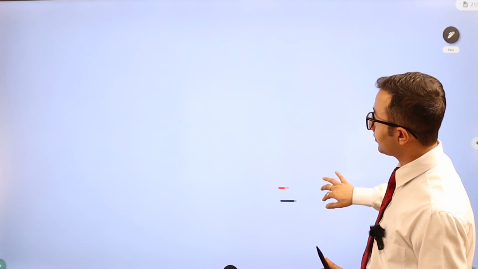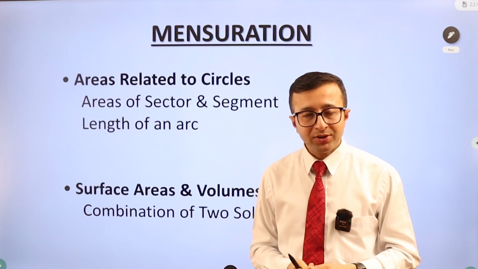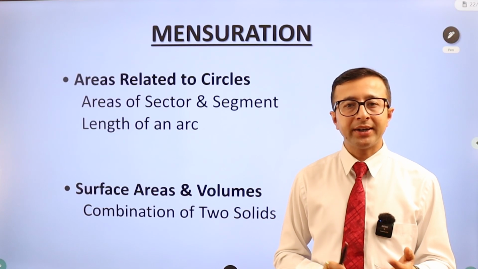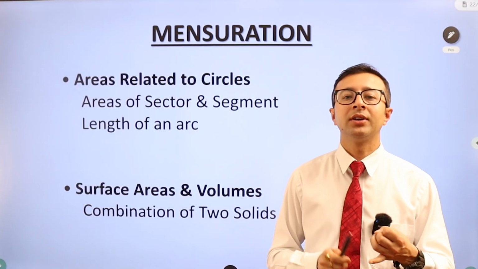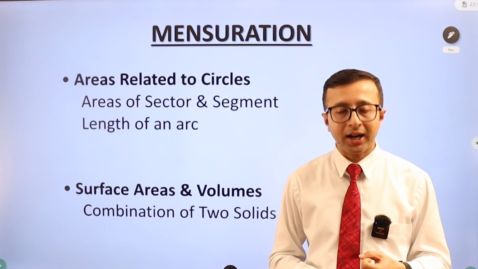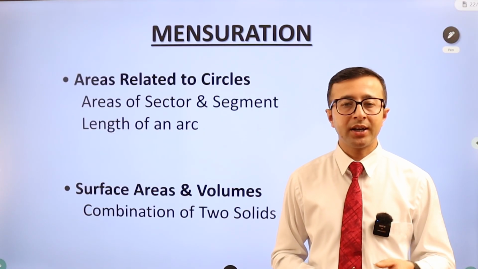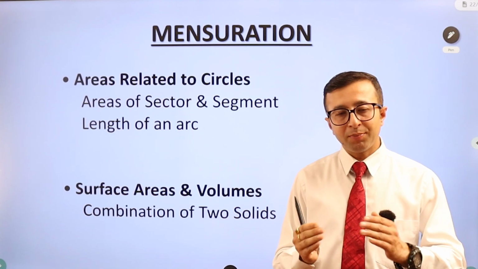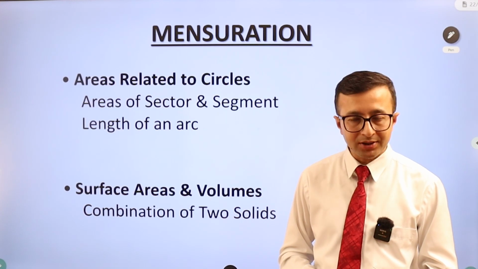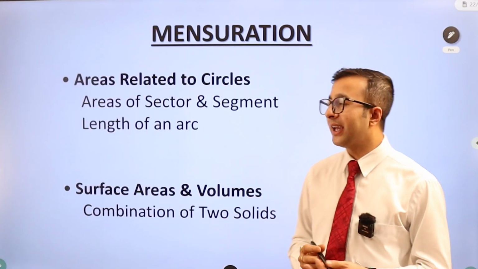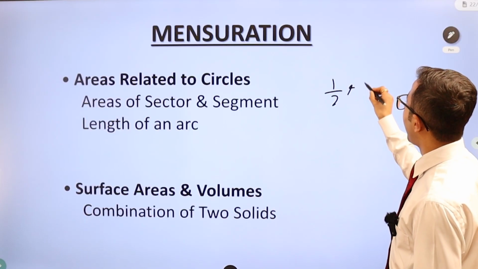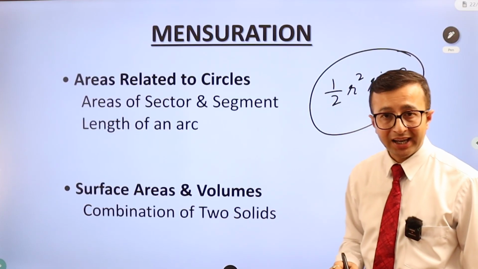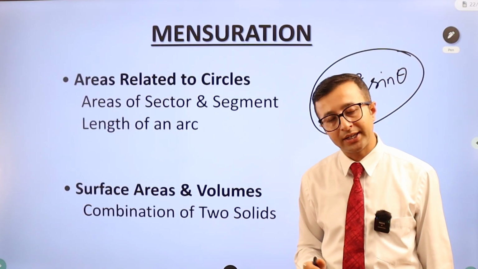Moving to the next, mensuration. Two chapters: areas related to circles, and surface areas and volumes. From areas related to circles, practice the problems to find the area of a sector, area of a segment, and length of an arc. Theta by 360 times pi r square is the area of a sector. Theta by 360 times 2 pi r is the length of an arc. Area of sector minus area of the corresponding triangle gives us the area of the segment. To find the area of the triangle, the basic formula can be used: half r square sine theta. But this formula can be used only if theta is a standard angle, that means 30, 45, 60, 90.